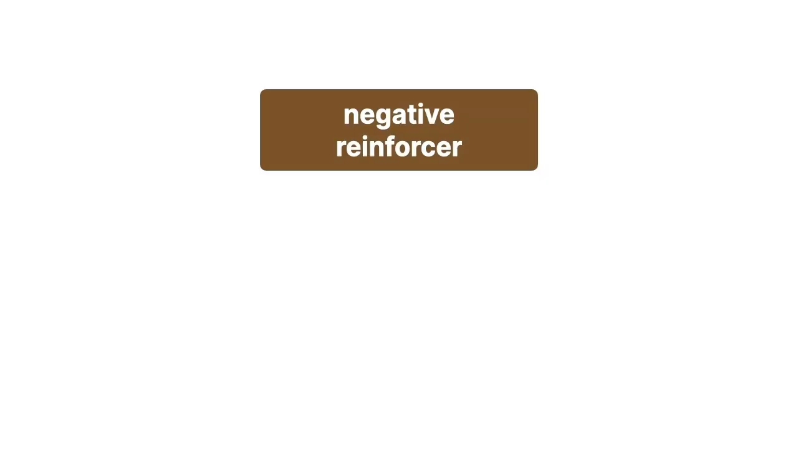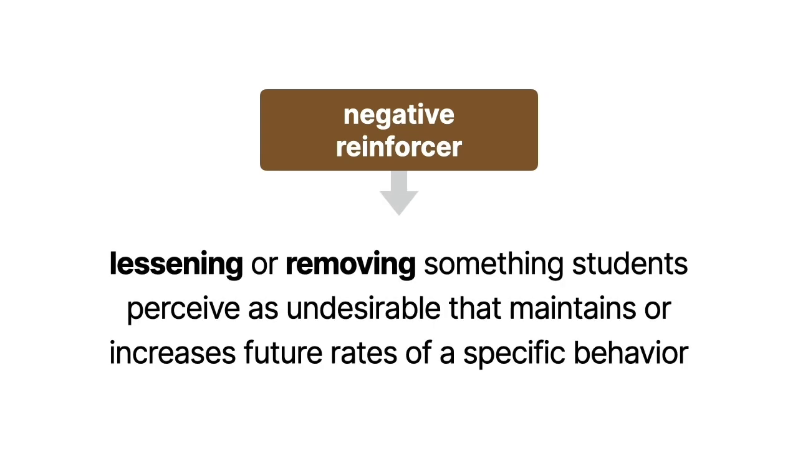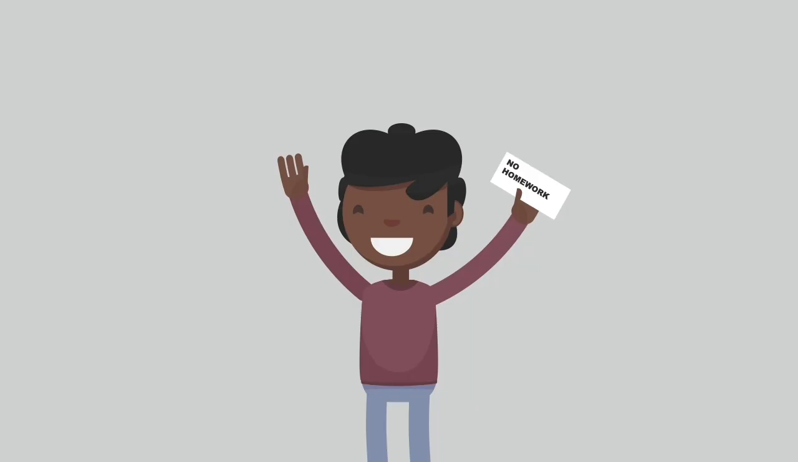Negative reinforcement involves lessening or removing something students perceive as undesirable that maintains or increases future rates of a specific behavior. For instance, if a student is always trying to avoid homework, giving a free homework pass contingent on task completion in the classroom setting could function as negative reinforcement if it maintains or increases rates of task completion in the future, as it allows the student to escape homework assignments.